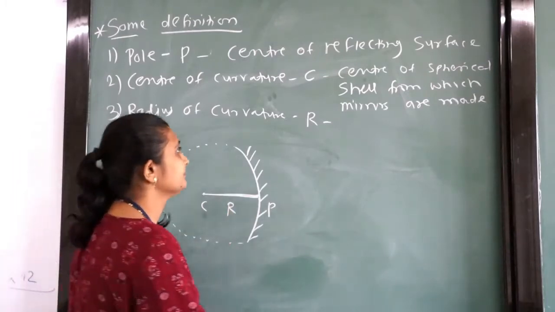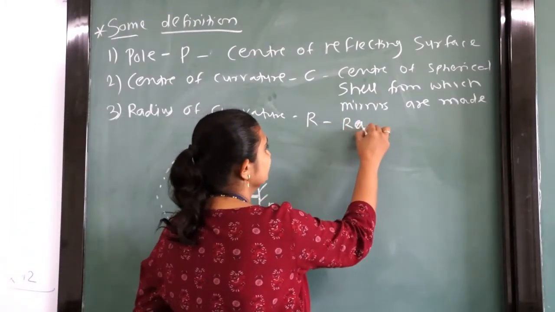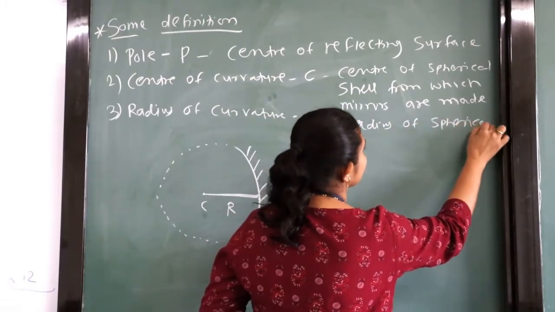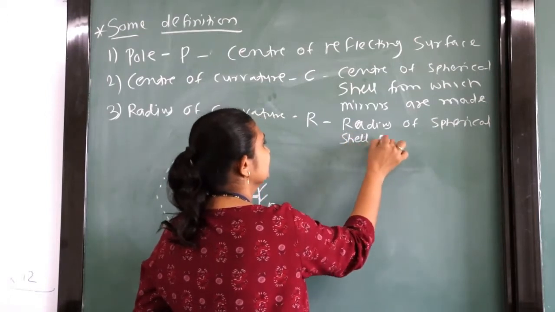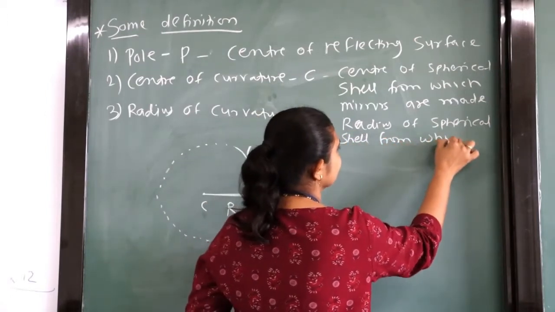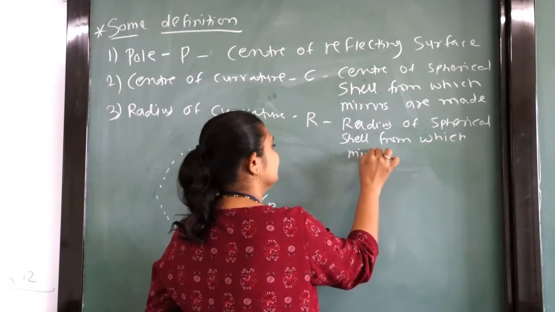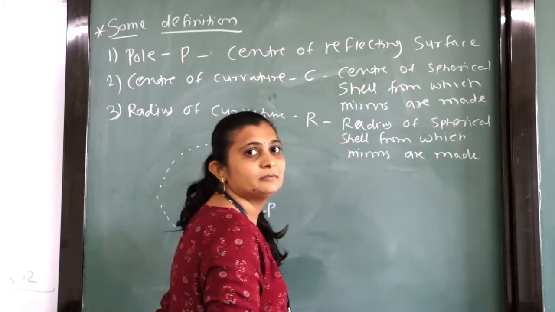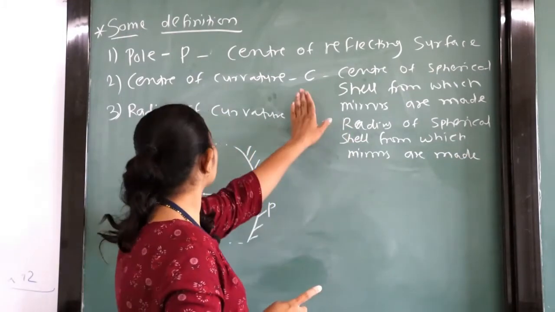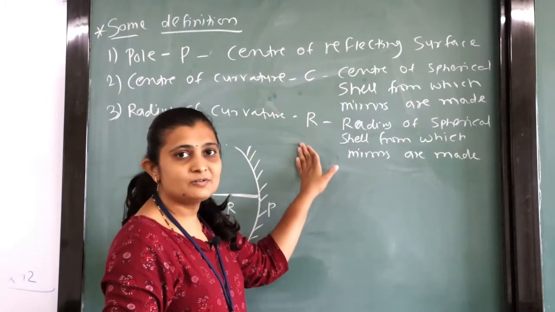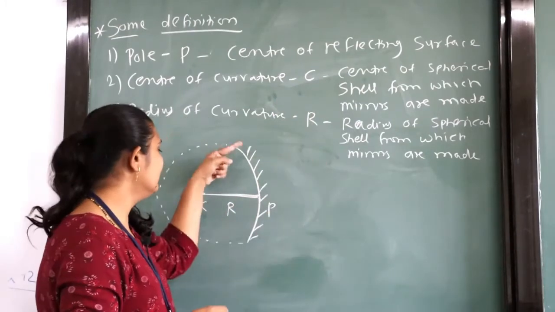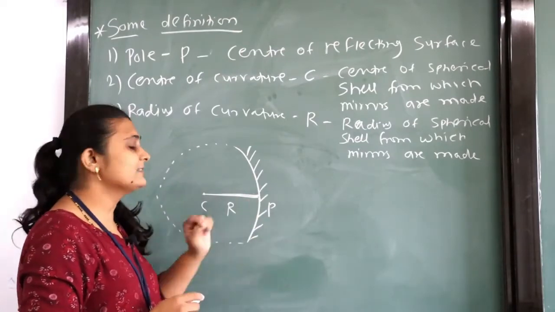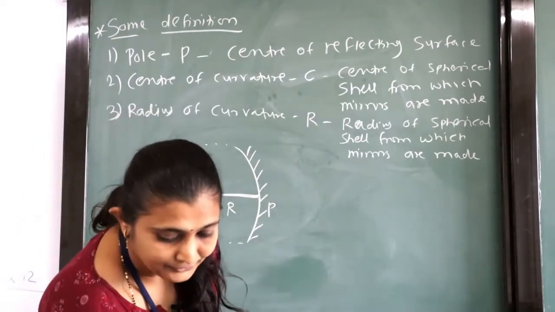Radius of curvature, capital R. It is the radius of the spherical shell from which mirrors are made. Now see these two things, center of curvature and radius of curvature do not lie on the mirror. These are outside the mirror, but the pole lies on the mirror. Now next definition.